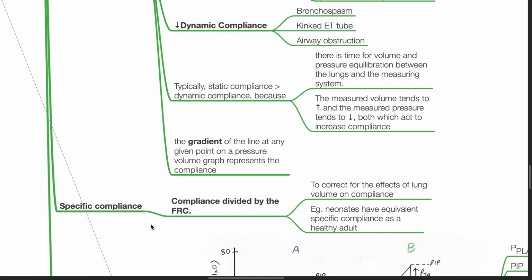Specific compliance is compliance divided by FRC. It is used to correct for the effects of lung volume on compliance. For example, neonates have equivalent specific compliance as a healthy adult.